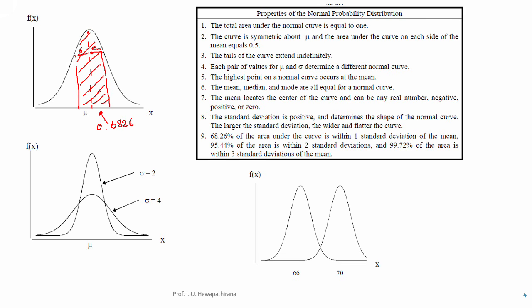Similarly, if you calculate two standard deviations within the mean, the probability would be 0.95, and three standard deviations around the mean would be 0.9972. So those are the properties of the normal probability distribution.